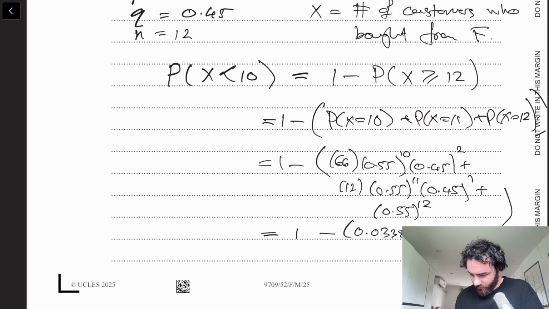0.03385 plus 12 times 0.55 to the power of 11 times 0.45. God, that's so small. 0.55 to the power of 11 times 0.45 times 12. So plus 0.55 to the power of 12 plus 0.3385.